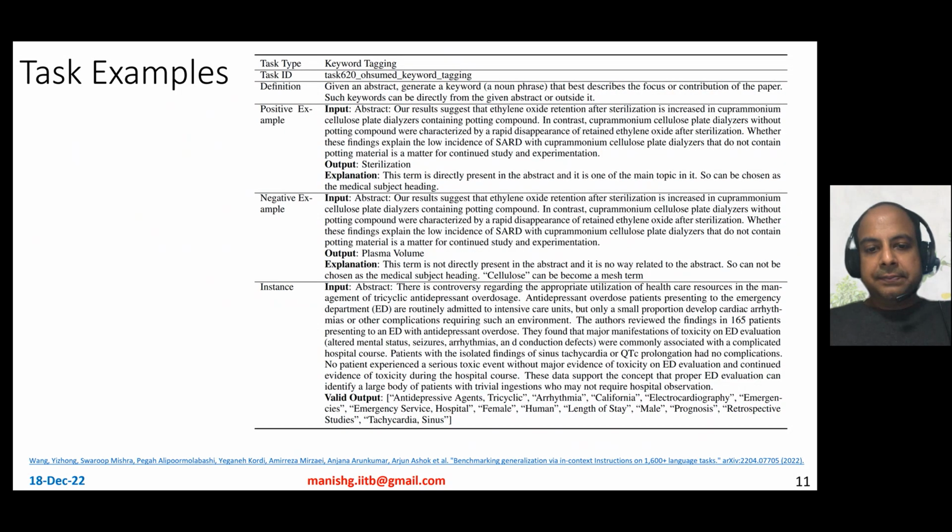Yeah. One more task is keyword tagging task. Here, the idea is you're essentially given an abstract, and the idea is to generate a keyword or a noun phrase that best describes that, right? So, which is the focus or the contribution of the paper or the abstract, right? And it may or may not be one keyword. You could generate more keywords, but the point is that you have to take the abstract and generate keywords.